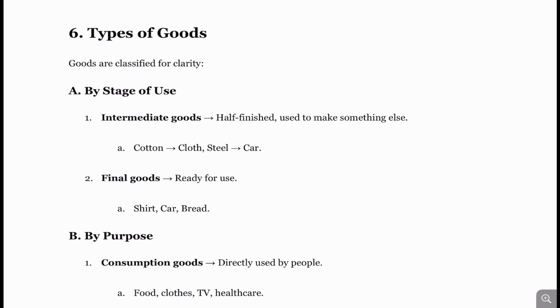Now coming to the next part, we have different types of goods that are produced in an economy. By stage of use, goods can be intermediate goods, which are half finished, used to make something else. They are consumed in order to make something else. Suppose cotton: cotton is an intermediate good which gets consumed in order to produce cloth. Steel gets consumed in order to produce a car. So steel is an intermediate good.